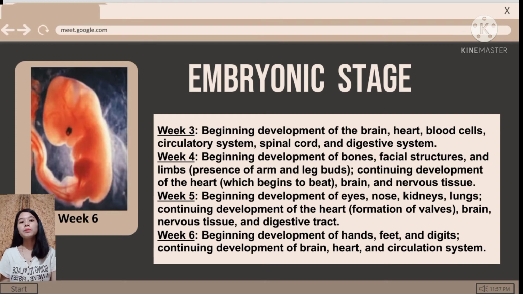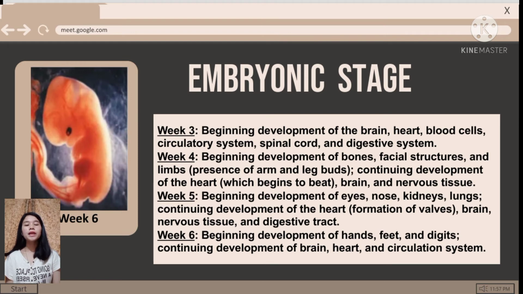Week 3, beginning development of brain, heart, blood cells, circulatory system, spinal cord, and digestive system. Week 4, beginning development of bones, facial structures, limbs, presence of arm and leg buds, continuing development of the heart, which begins to beat, brain, and nervous tissue. Week 5, beginning development of eyes, nose, kidneys, lungs, continuing development of formation of valves, brain, nervous tissues, and digestive tract. Week 6, beginning development of hands, feet, and digits, continuing development of brain, heart, and circulatory system.